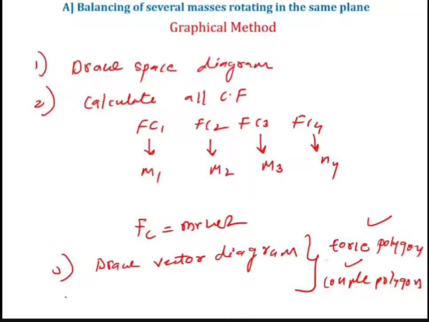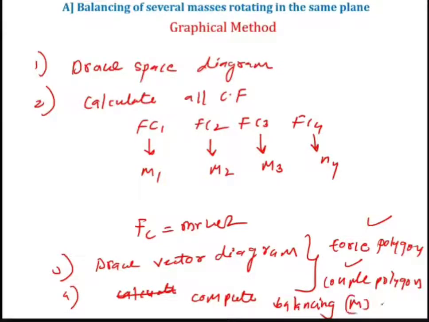Once you get the vector diagram, the final step is to compute the balancing mass and the balancing angle. Let us say the balancing mass is m and the balancing angle is theta. What is the balancing angle? The angle at which the balancing mass is located from the horizontal axis OX. I hope you have understood this. So this is the graphical method. The analytical method we will understand later on.